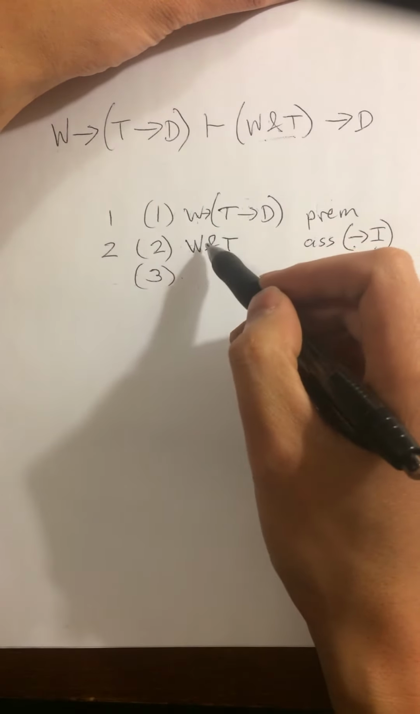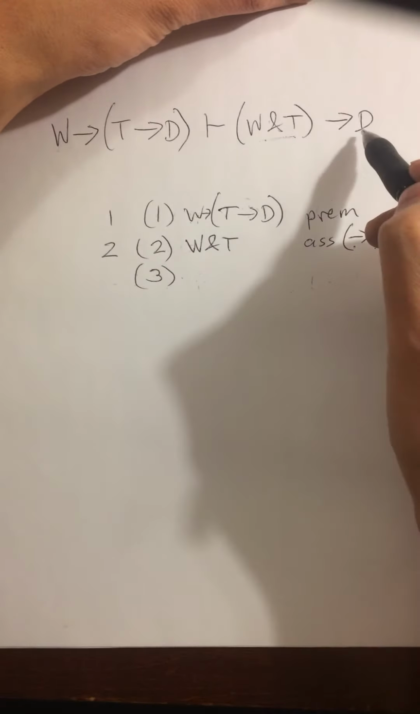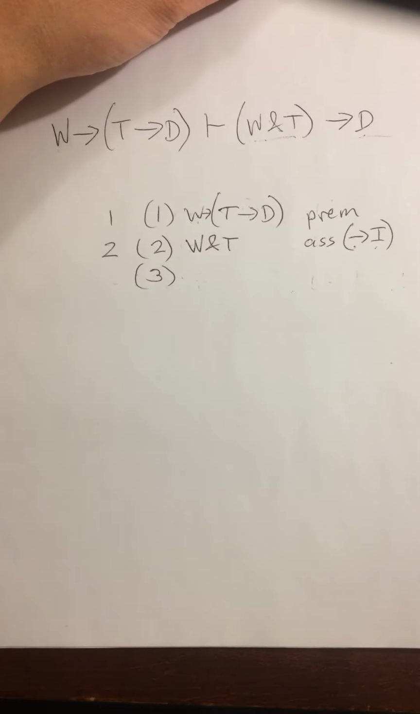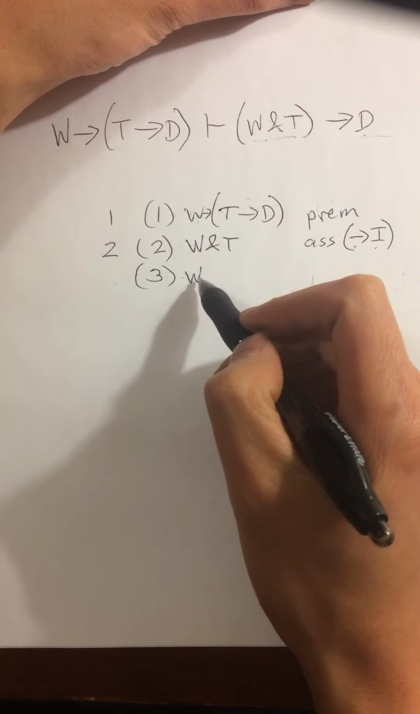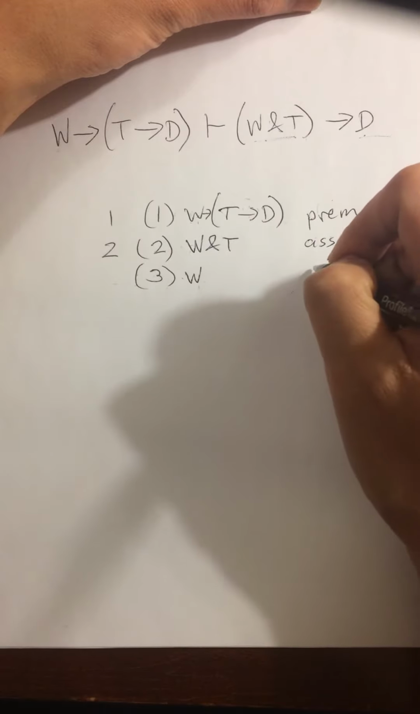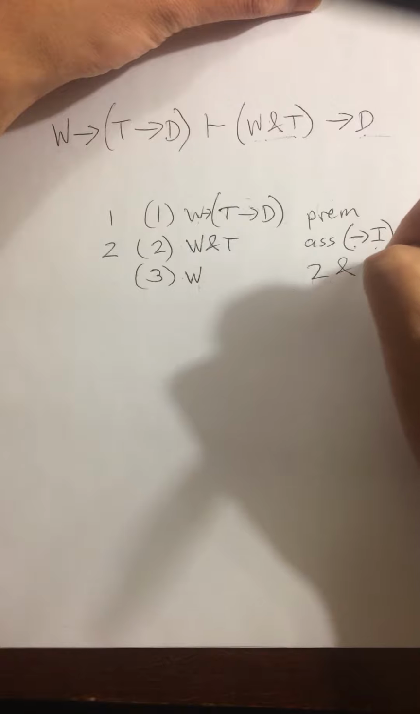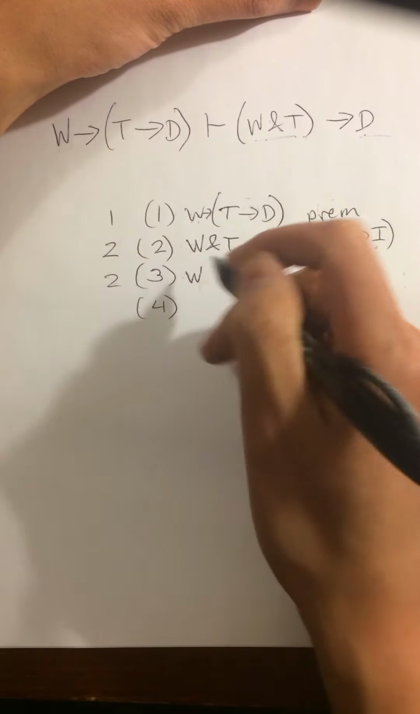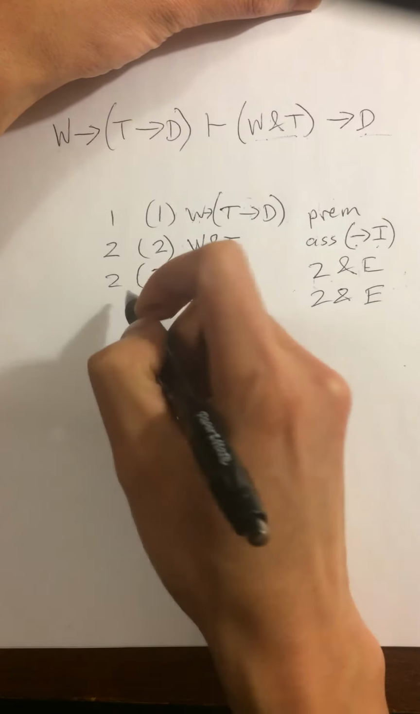So on the third line, we're going to start to break down this formula that we're given and work with it to derive D, so that we can put the antecedent with the consequent to form the larger conditional. First, we'll derive W from the second line, so from 2 and elimination. And then I'm going to derive T from that as well, using the same rule from the same line.